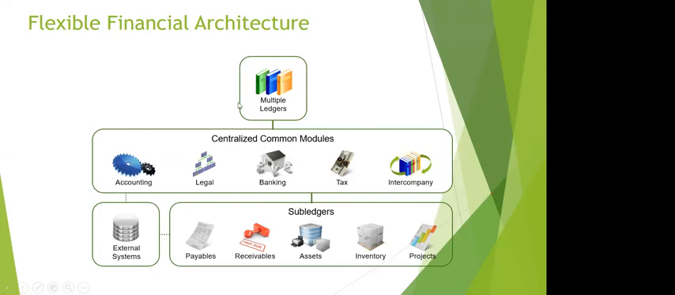From the flexible financial architecture, the PeopleSoft people can see a lot of difference from their financial architecture to Fusion architecture. So for all the subledgers and any external system, you can integrate the external system with the subledgers, or you can integrate the external system to centralized common modules if you want. And once the data has passed on to the general ledger, the system will look into the budgeting and forecasting.